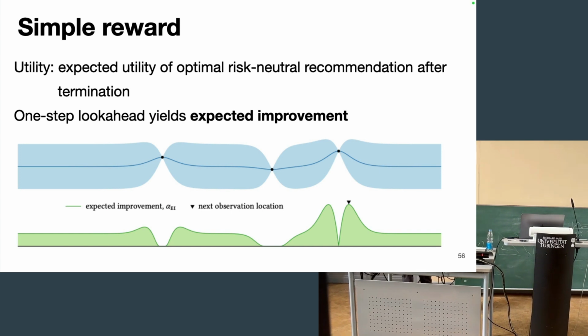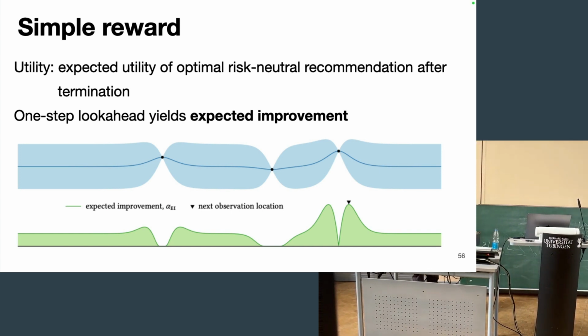And so for this particular utility function, if I compute one-step lookahead, that gives rise to an acquisition function known as expected improvement, which is by far the most common acquisition function encountered in Bayesian optimization.